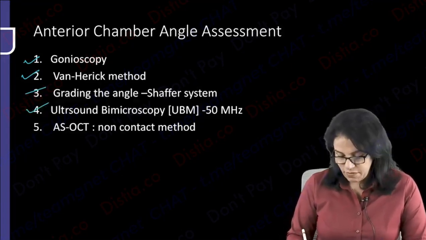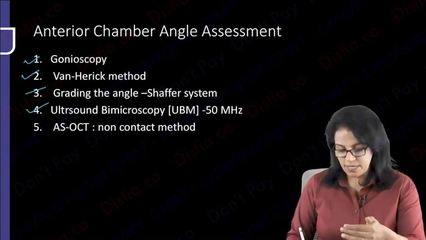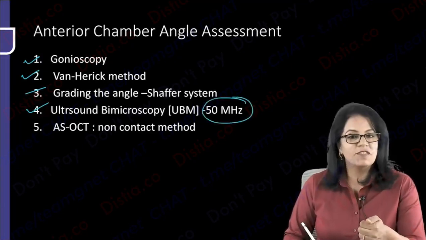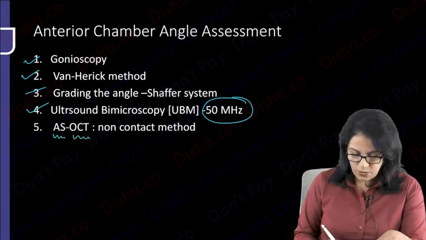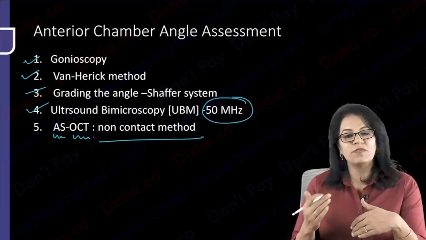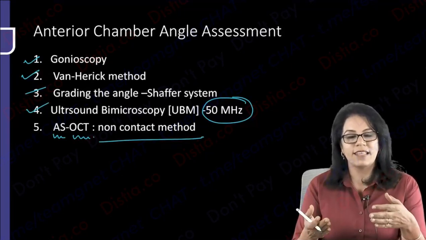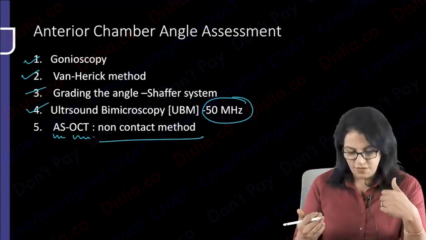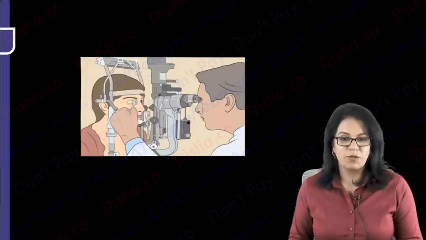Just remember, if I have to see posteriorly, I will use 10 megahertz, but because I have to see the anterior segment, I am using 50 megahertz for this. And anterior segment optical coherence tomography, which is a non-contact method. As I told you how to differentiate, in AS-OCT we are not able to see structures behind the iris, but in UBM we will be able to see. One by one we will take. First we will talk about gonioscopy.